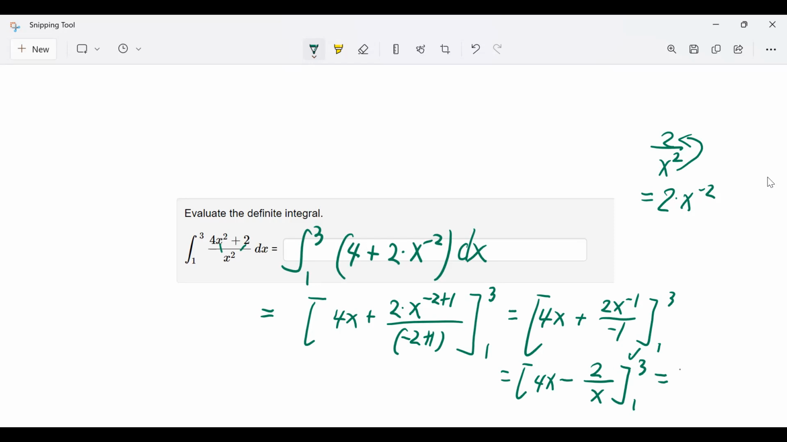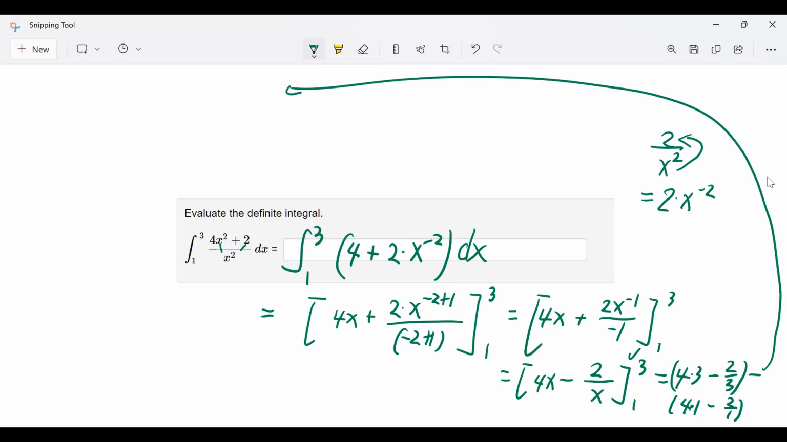Now I'm going to plug in 3 first. The upper limit goes in first. So 4 times 3 minus 2 over 3. And minus, 1 goes in there: 4 times 1 minus 2 over 1. To simplify, it'll be 12 minus 2/3 in the first parenthesis, which is 8 for... and in the second parenthesis, 4 minus 2, which is 2. So it's 12 minus 2/3 minus 2. 12 minus 2 is 10. 10 minus 2/3.